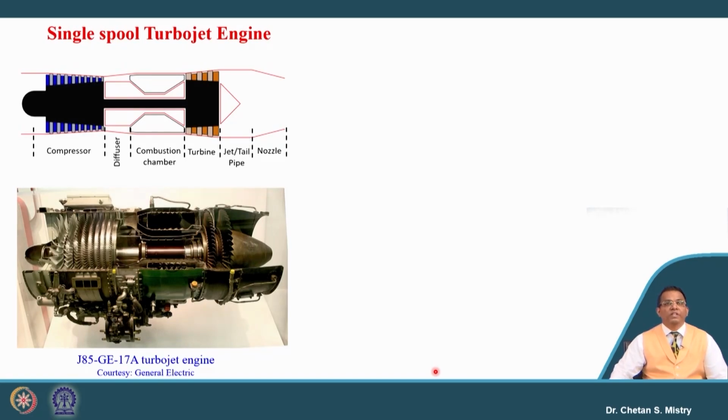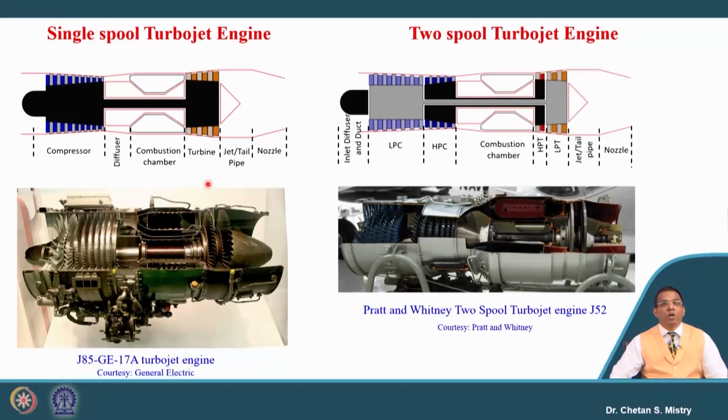So this is what we were discussing, the single spool turbojet engine. For that we have the initial component as the intake, followed by the compressor. We have the diffuser, combustion chamber, turbine, tailpipe and the nozzle. We know the importance of all these components, and we have realized that they work in unison to complete the thermodynamic cycle, which we named the Joule cycle, or Brayton cycle, or constant pressure cycle.